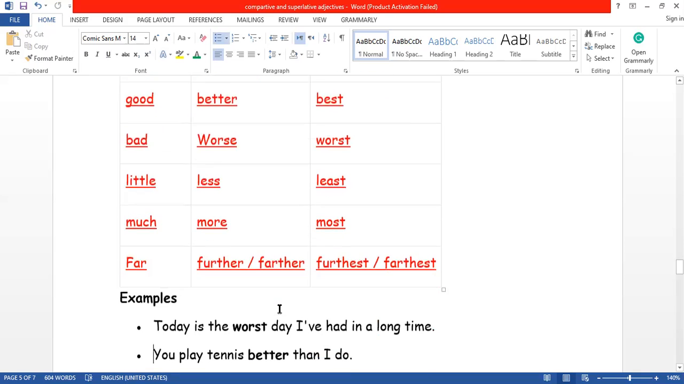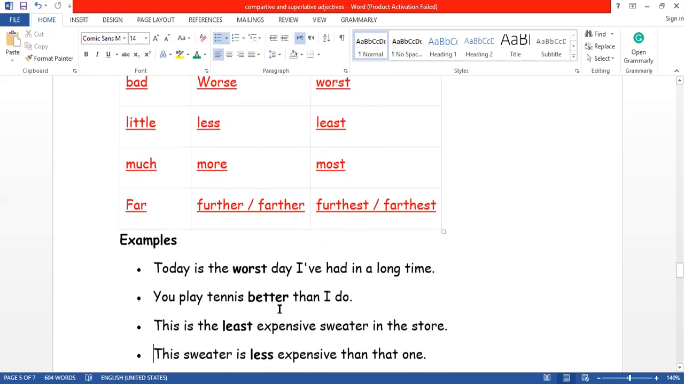Okay? Here we have some examples on the irregular adjective. Today is the worst day I have had in a long time. The worst. It's a superlative adjective.